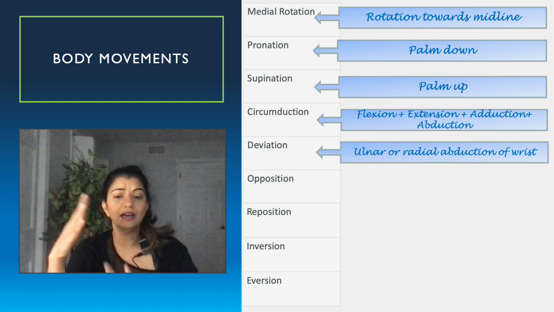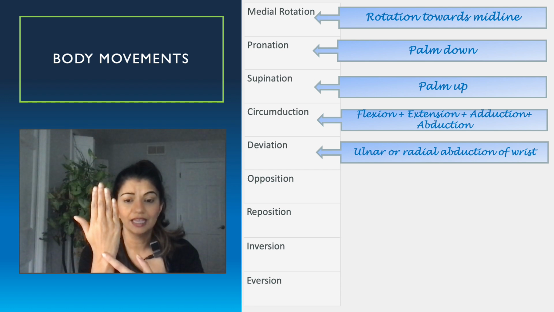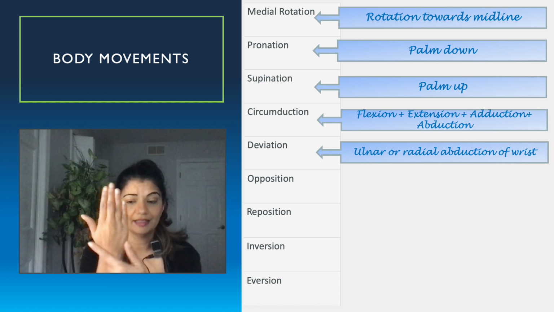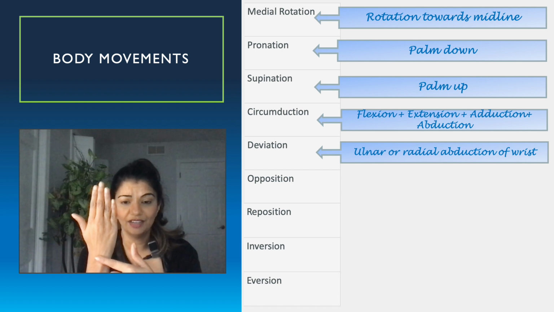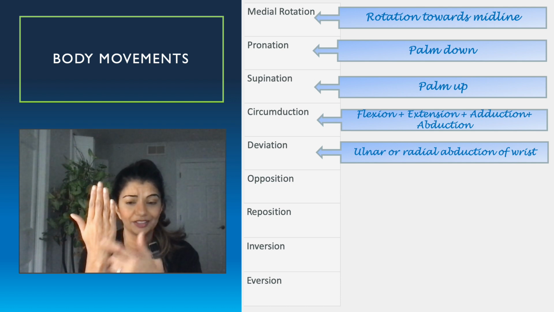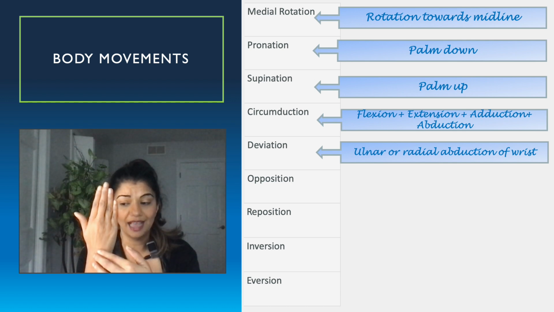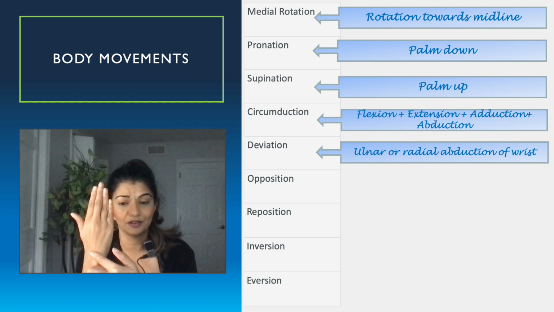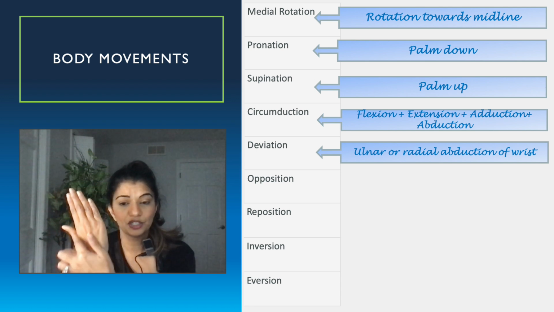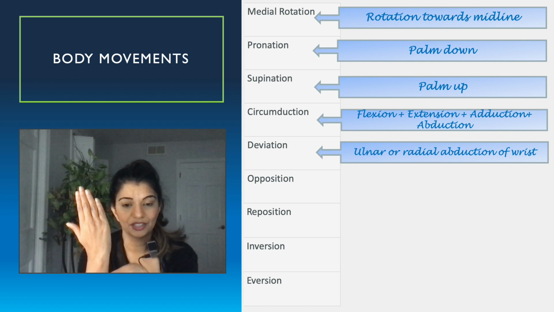Deviation, this can be ulnar or radial. So this typically, let's look at our wrist here, right? You can have ulnar, this is the ulnar side and this is the radial side. Ulnar deviation would be abduction of the wrist, so moving away from the reference point in the ulnar direction, so like this. However, radial abduction of the wrist would be in the other direction, right? It's abduction because it's moving away from the center of reference and it's going towards the radial or the thumb side. So that's radial abduction of the wrist.